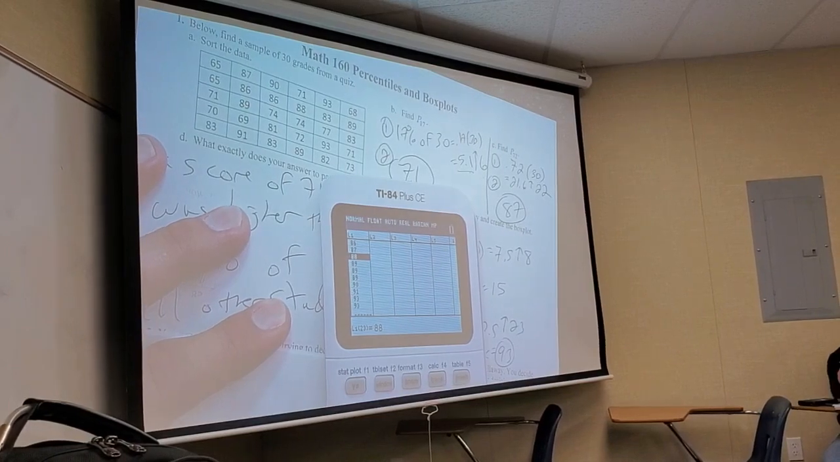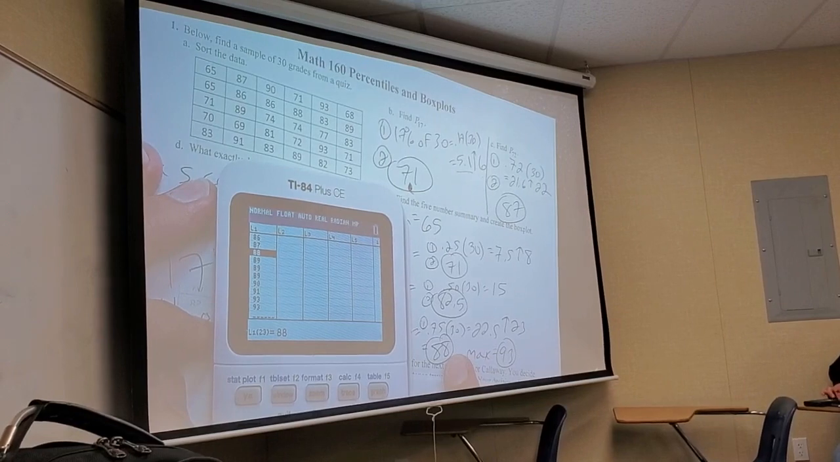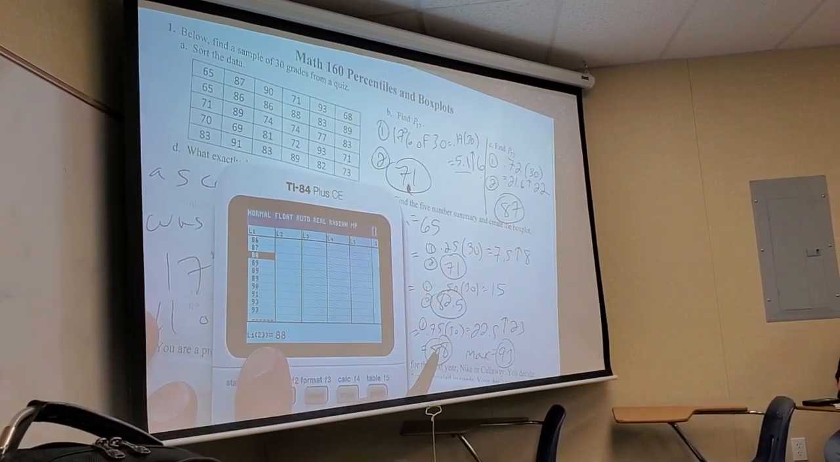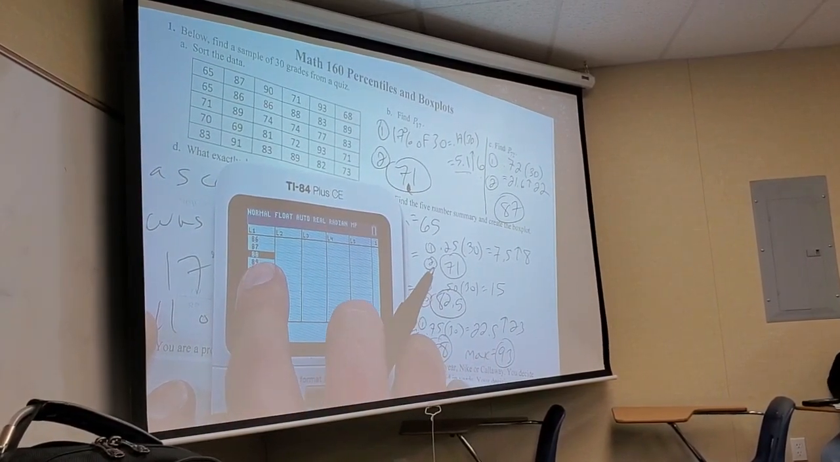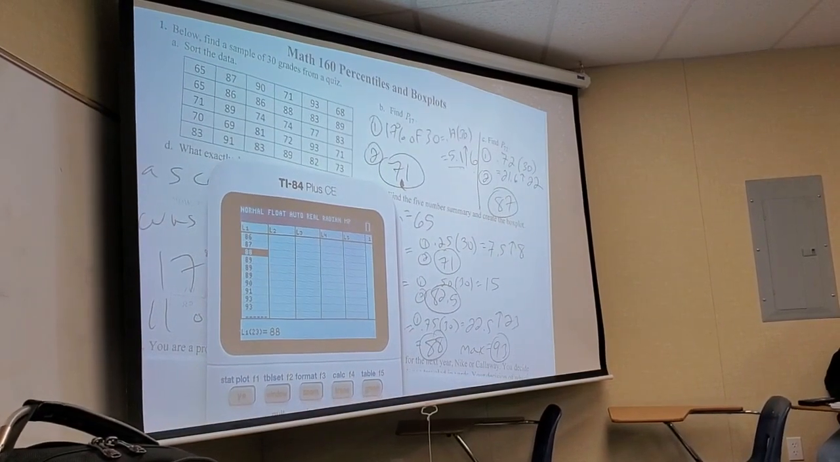You got 89? For this guy? Oh. So right here, the 23rd number I see is 88. Yeah, sure. Trust me, everybody.